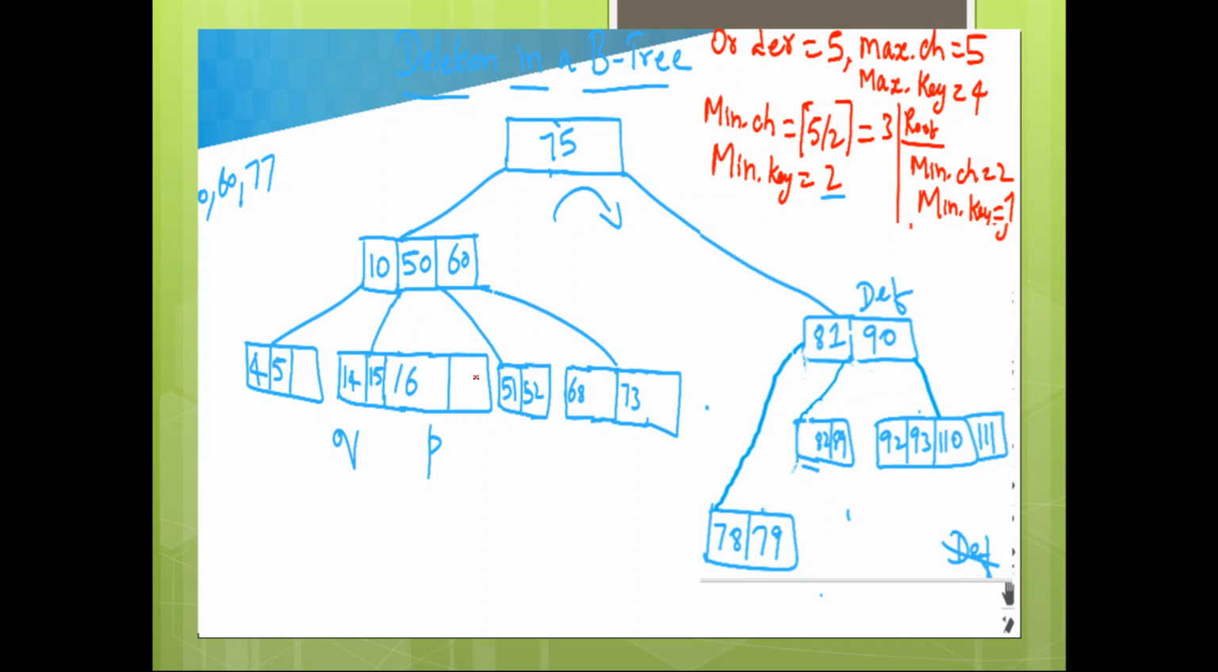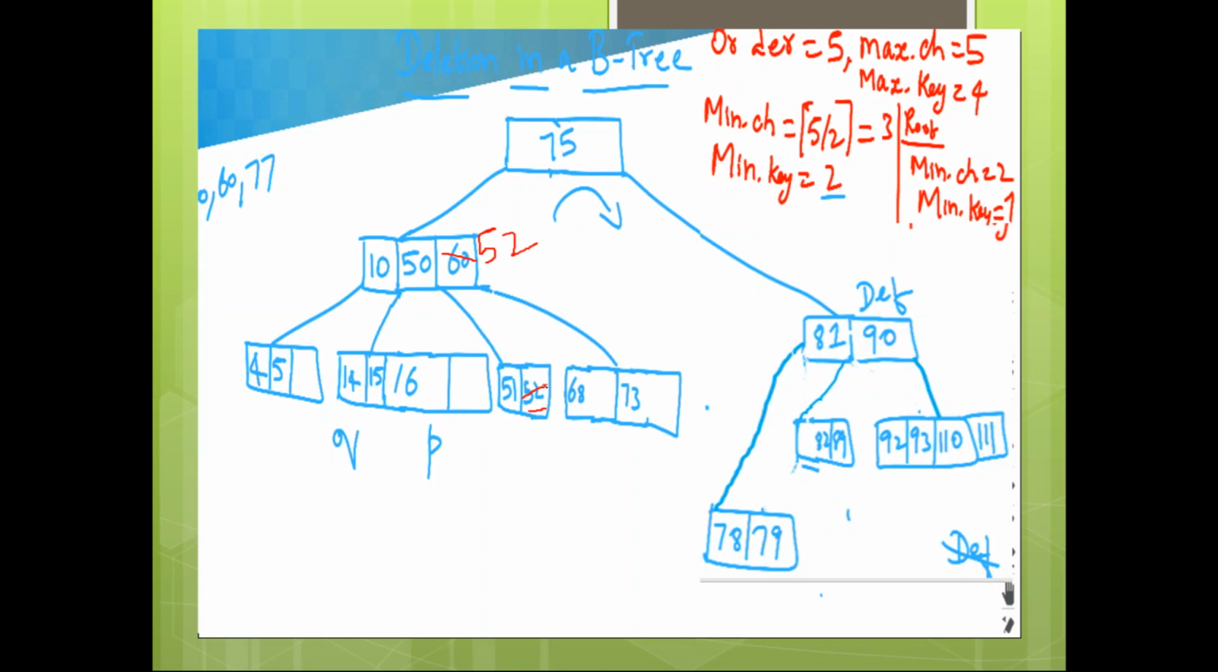Next 60, how will you delete 60? 60 is here, I mean 60 is less than 75, greater than 10, greater than 50, so it's here. So 60 is in a non-leaf node, so it should be replaced with either the in-order predecessor or the in-order successor. Okay, so now let us assume that it is getting replaced with the in-order predecessor. So in-order predecessor is 52, so 52 will come here. This will be replaced with 52, and this 52 will be removed.